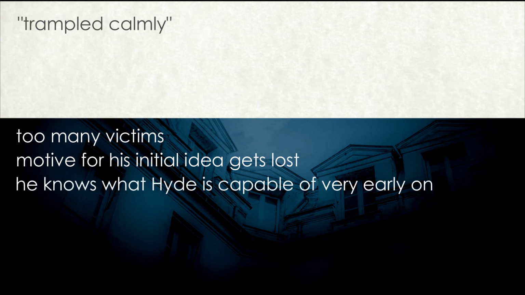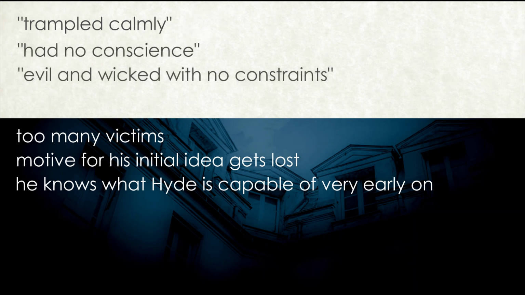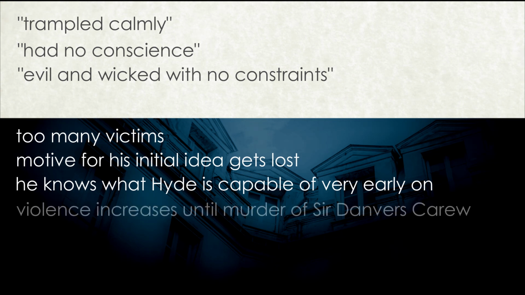In his narrative he admits that he had no conscience. He was evil and wicked with no constraints. And this should be unforgivable in the reader's eyes. Over the next year he continues with his violence against nameless victims, which culminates in the grotesque murder of Sir Danvers Carew, which Jekyll himself describes as a mauling.